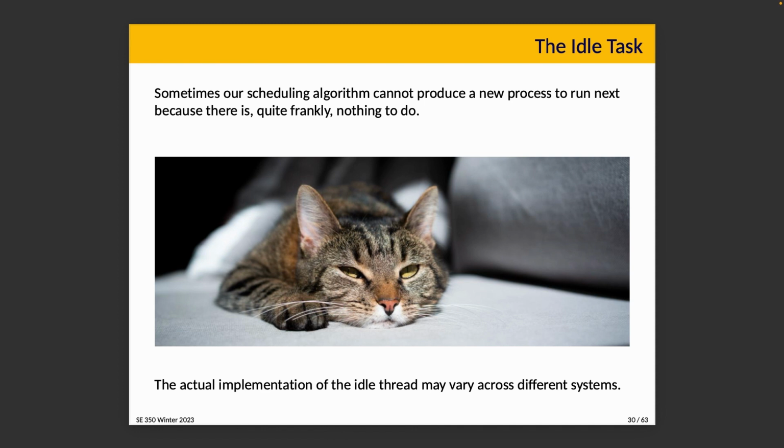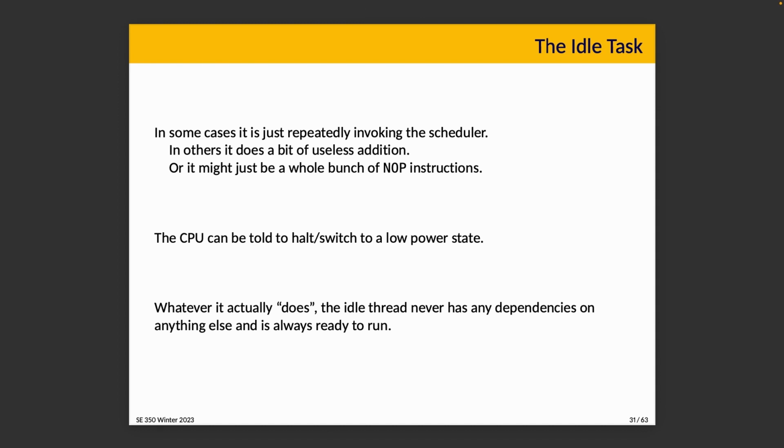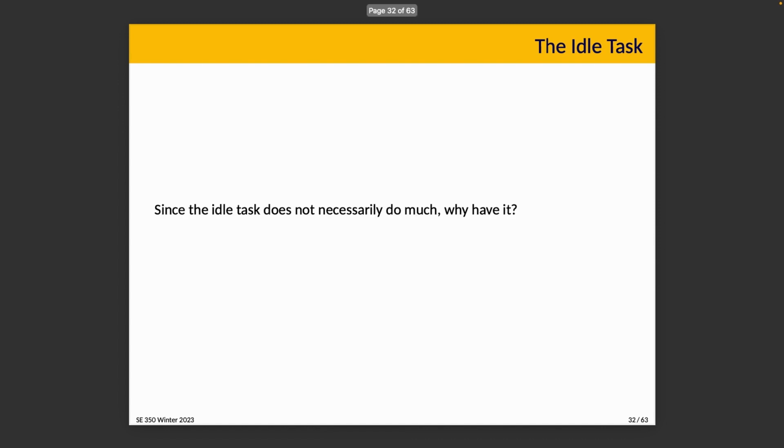With truly nothing to do, the CPU can maybe be told to halt or switch to a low-power state. Whatever it actually does, the idle thread never has any dependencies on anything else. It's always ready to run. It cannot get blocked because such a thing is just not possible. That's a key defining factor of the idle thread: it's not possible for it to get blocked because it's always ready to run. Okay, so if it doesn't do anything, why is it there?